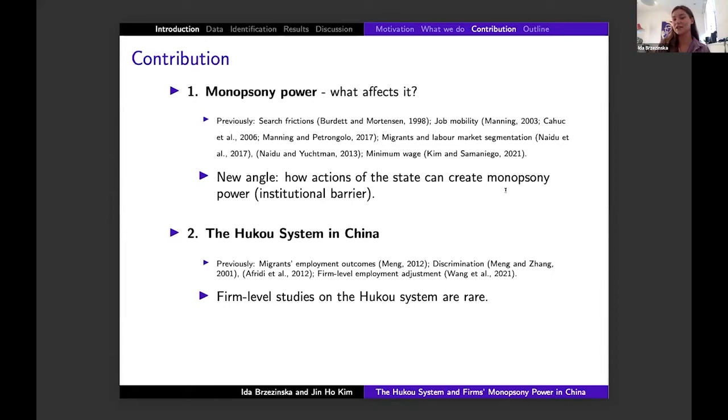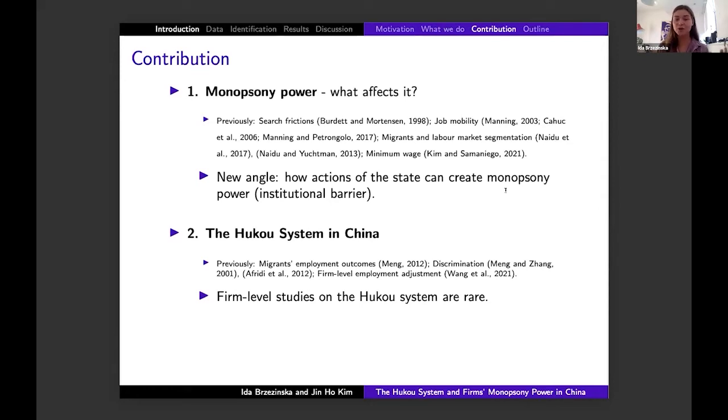And more recently, whether minimum wage can affect monopsony power. So here we're looking at it from a slightly different angle, which is how the actions of the state can create monopsony, because it really is an institutional barrier created by the Chinese state that disadvantages these rural Hukou holders. And that hasn't really been explored.